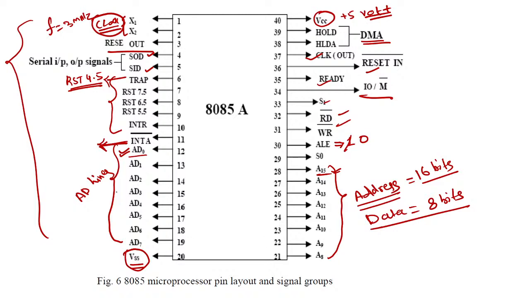These are the address and data lines. These are the interrupt signals. Then we have clock and we have power supply. These are the main things in the pin diagram.